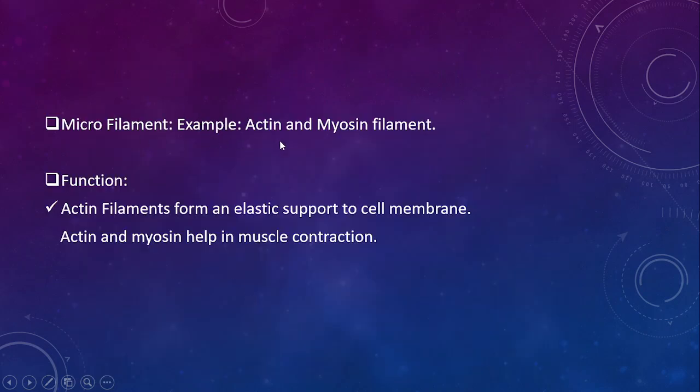And the microfilaments are basically actin and myosin filaments, and they are present in muscles. They help as elastic support to the cell, and they help in muscle contraction. In the chapter on muscle contraction, that portion will be elaborately discussed, so I am not going into it now.